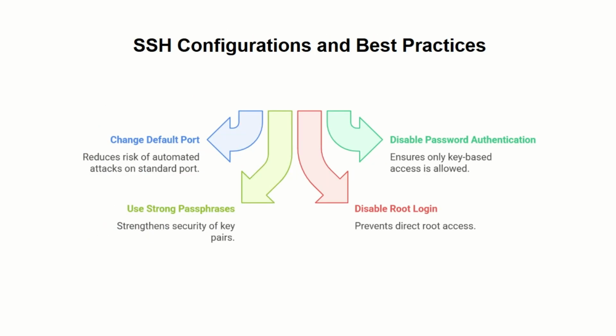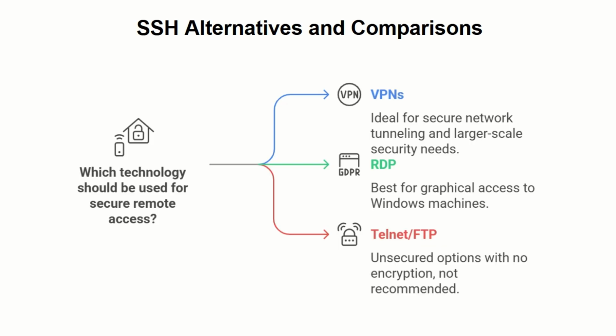Best practices for SSH are configuring the SSH daemon: change the default port for security, disable password authentication for key-based access only, use strong passphrases for key pairs, disable root login, and implement two-factor authentication. The alternatives to SSH are VPNs, secure network tunneling for large-scale security needs, and remote desktop protocols for graphical access to Windows machines. We also have Telnet and FTP, which are unsecured alternatives with no encryption.